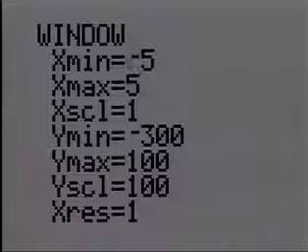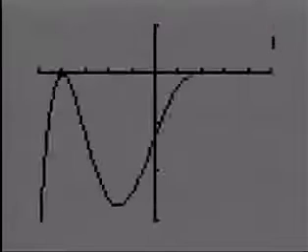Now, we're going to have to use a different window here. Let's try negative 5 to 5 on the x-axis and negative 300 to 100 on the y-axis. And here's our graph.